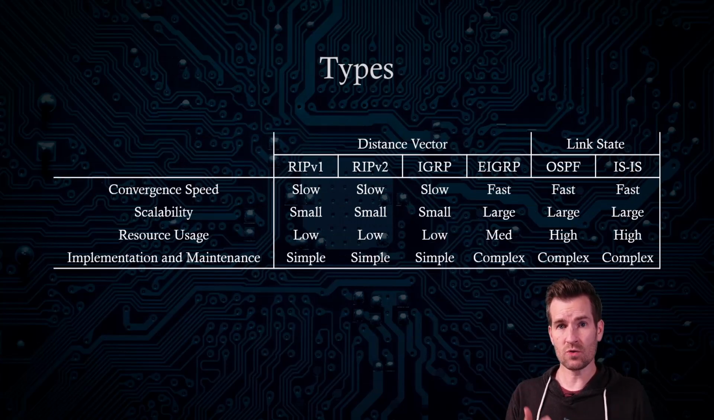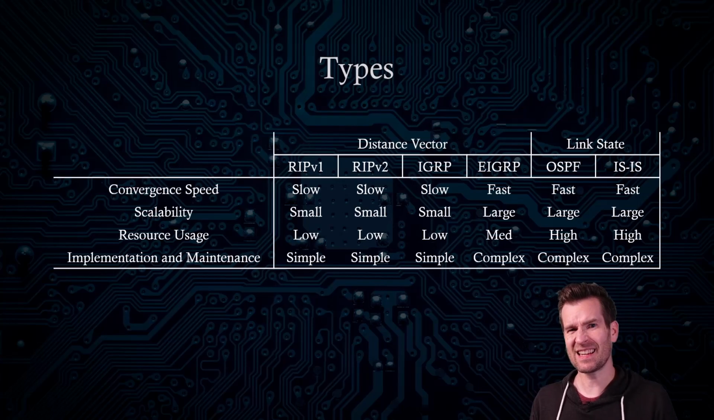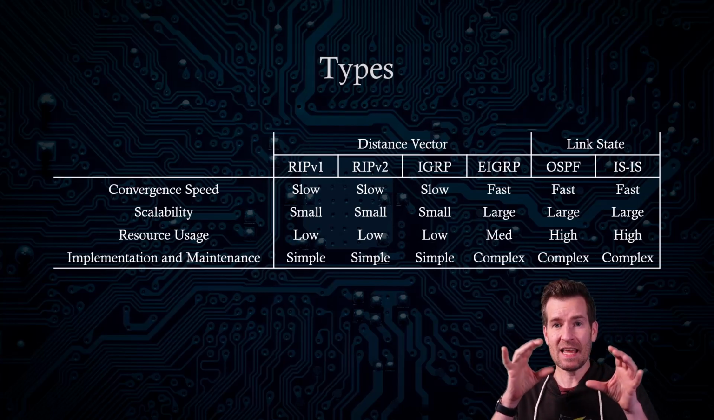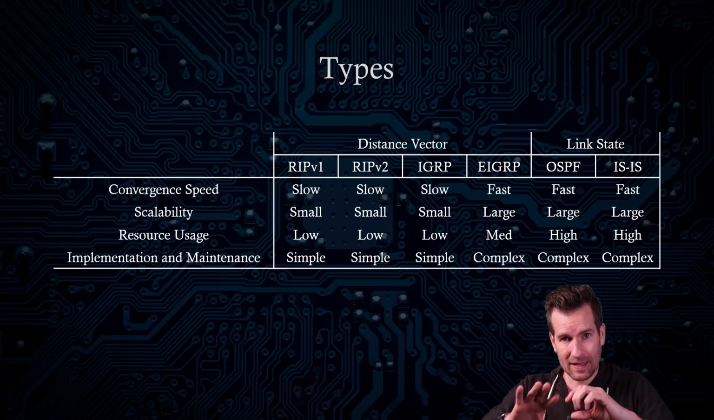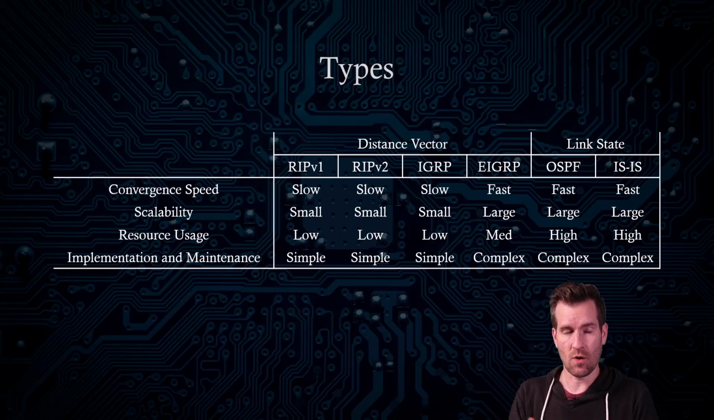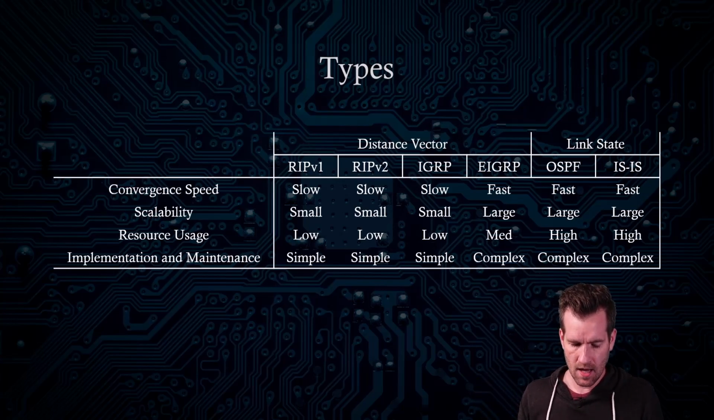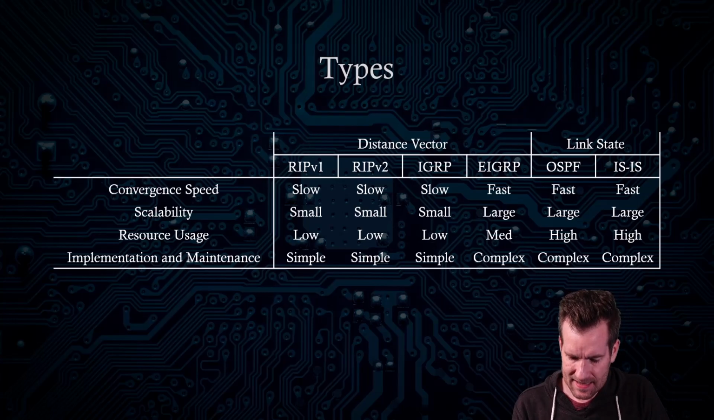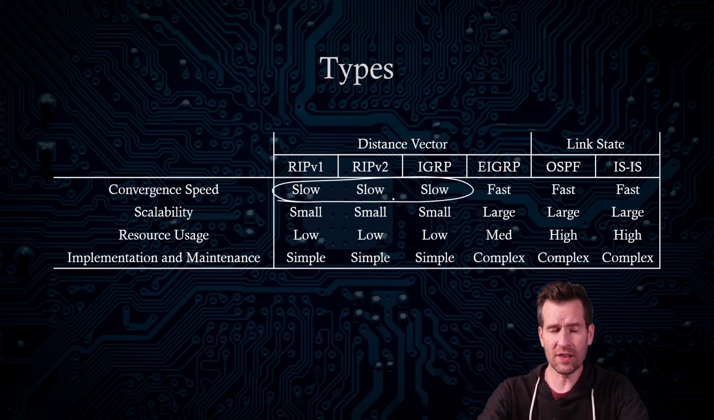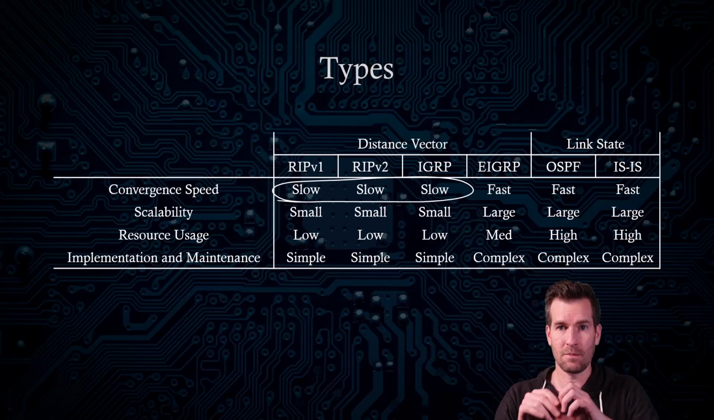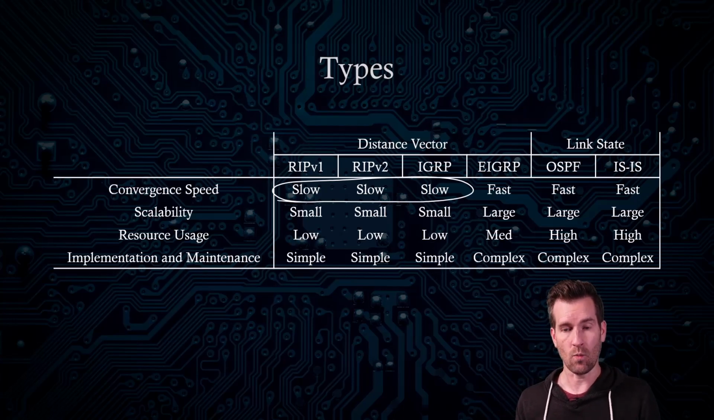So why would we choose one over another? Well, from a convergence speed standpoint, convergence speed is how fast these devices communicate, and a router in the network gets the full view of what's going on, where it now knows all the best routes to all of the networks. So from a convergence speed, distance vector tends to be slower because it's sending all the information about the routing table from router to router. It's a lot of information to pass off all at once.